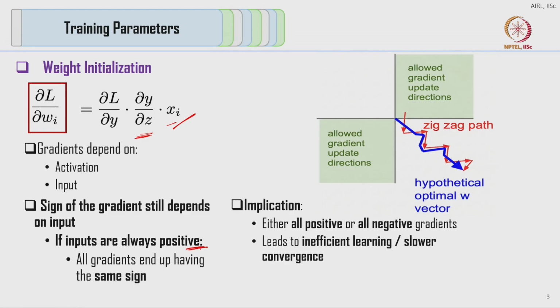So, if the inputs are always positive, then the gradients could actually follow a zigzag path, not a straight path. Now, this would essentially lead to a slower convergence or inefficient learning, since the optimal path would be a straight path. However, since only zigzag movement is allowed due to the updates in the weights, it would essentially have an issue with the learning.